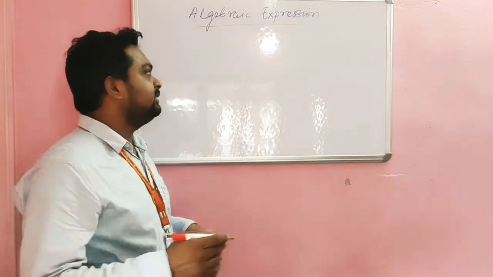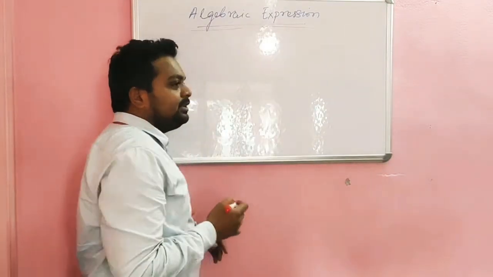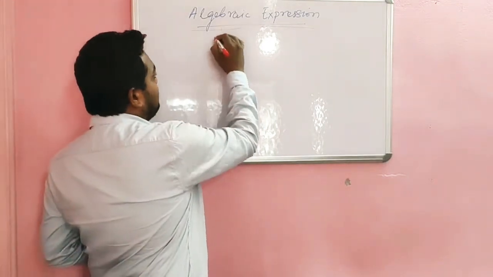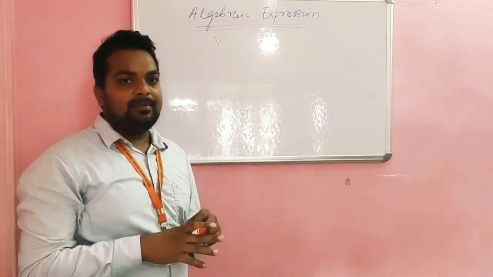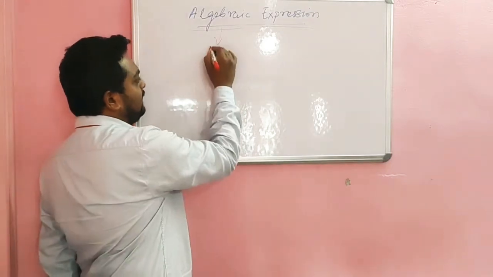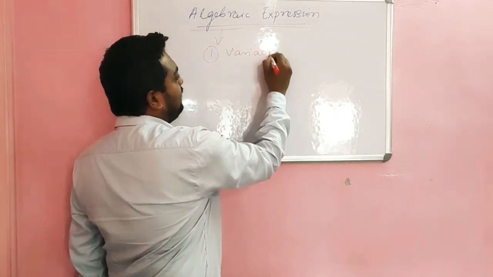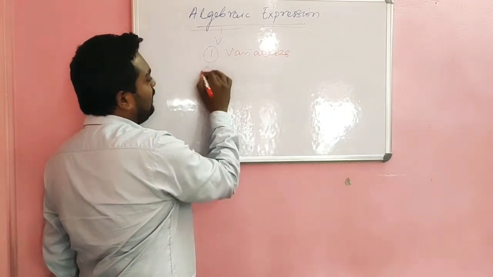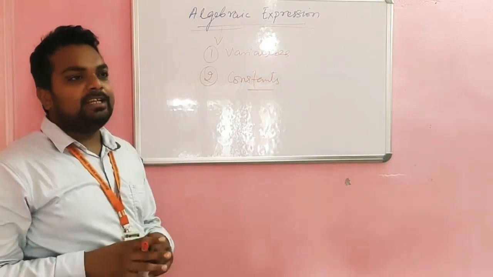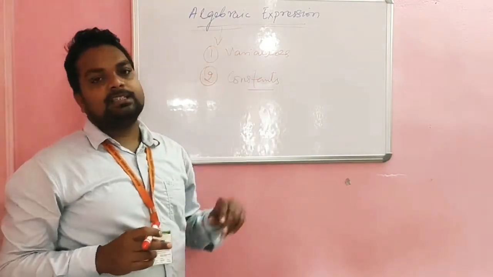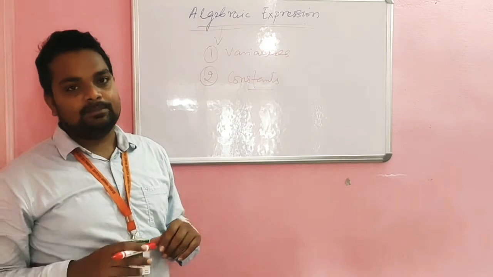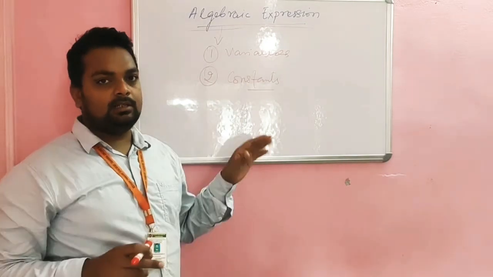So our topic is algebraic expression. So first of all, what is an algebraic expression? What do you mean by algebra? Algebra is basically a mathematical expression which consists of two components, and these components are one, variables, and second one is constants. Okay, variables and constants. So the mathematical expression that consists of these two things, that is variables and constants, is known as an algebraic expression. So what are these two terms? We will learn it individually.